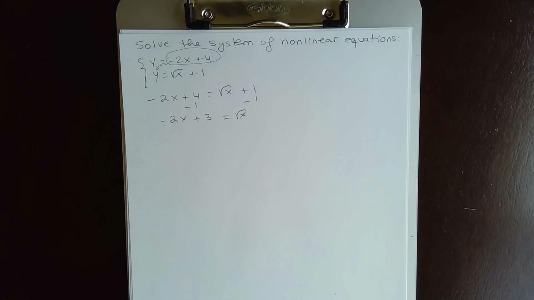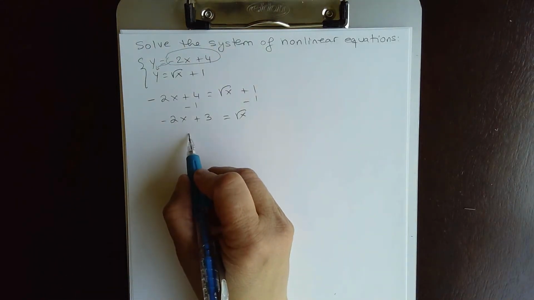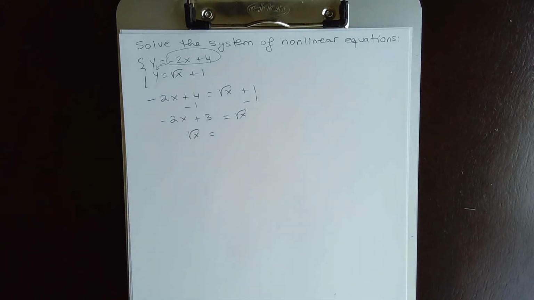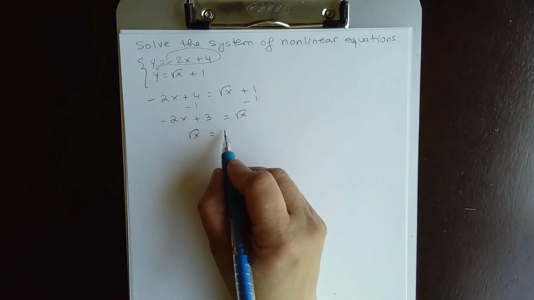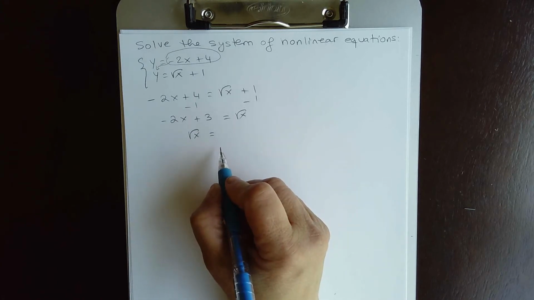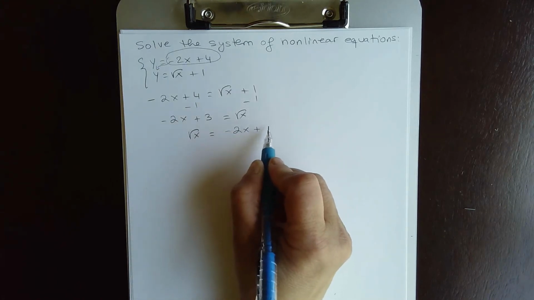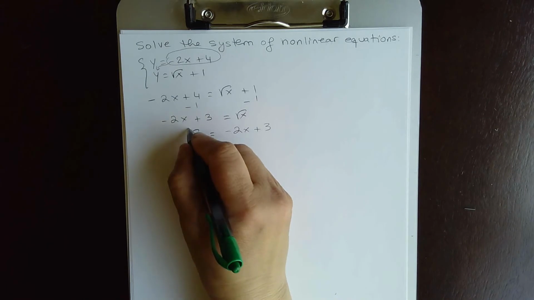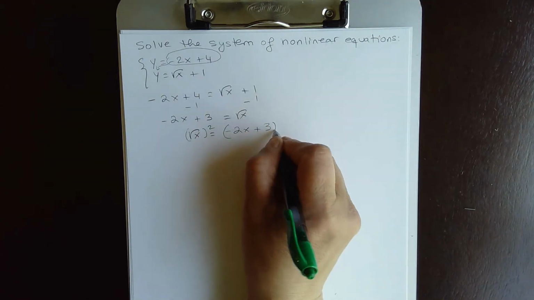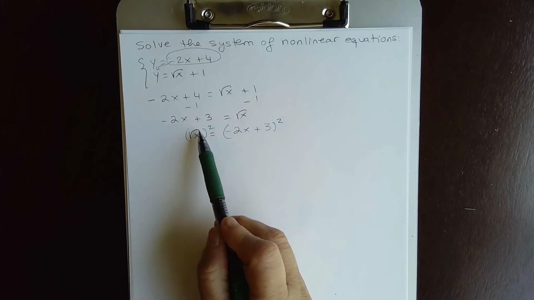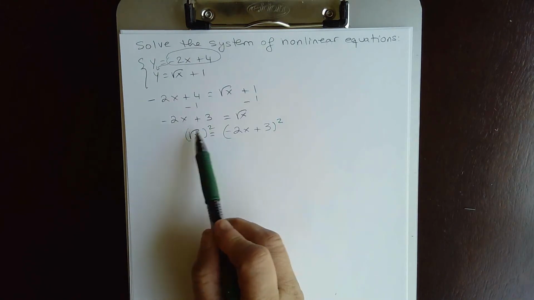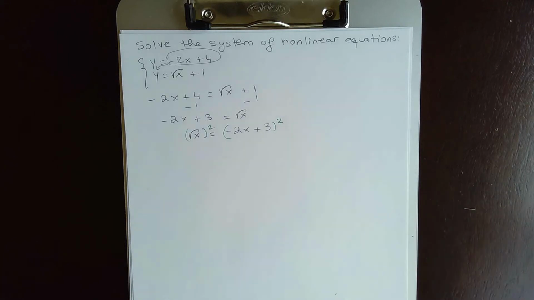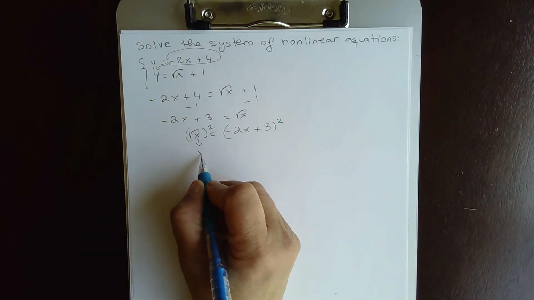Now we solve for x by raising both sides of the equation to the second power. If you want to write the square root of x on the left side, we can do that. We can do the square root of x equal to negative 2x plus 3, or if you want to write 3 minus 2x, it doesn't really matter. Now we raise both sides of the equation to the second power. Why do we do that? We want to get rid of the radical here. The square cancels the square root. So these cancel each other. What comes out is the x.